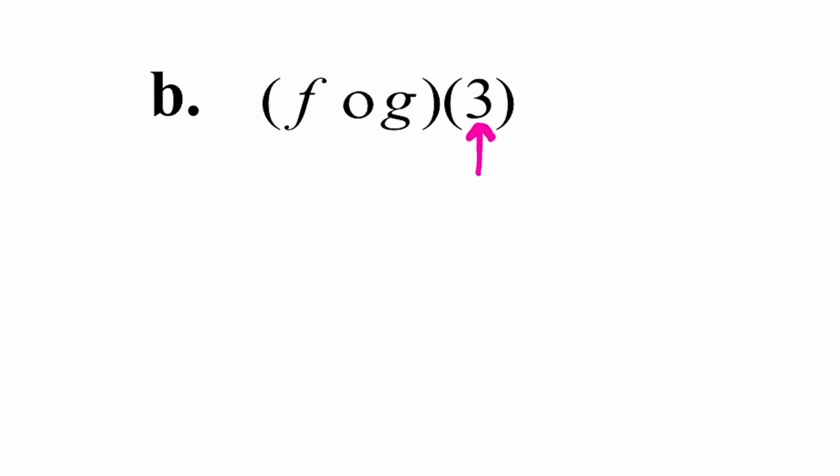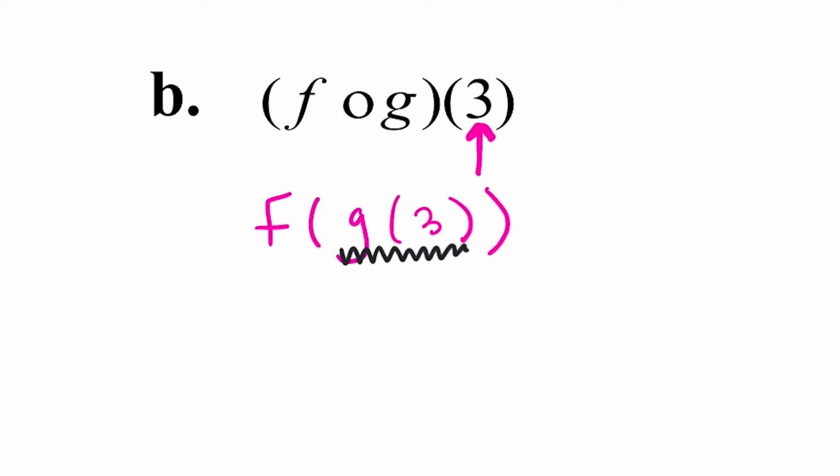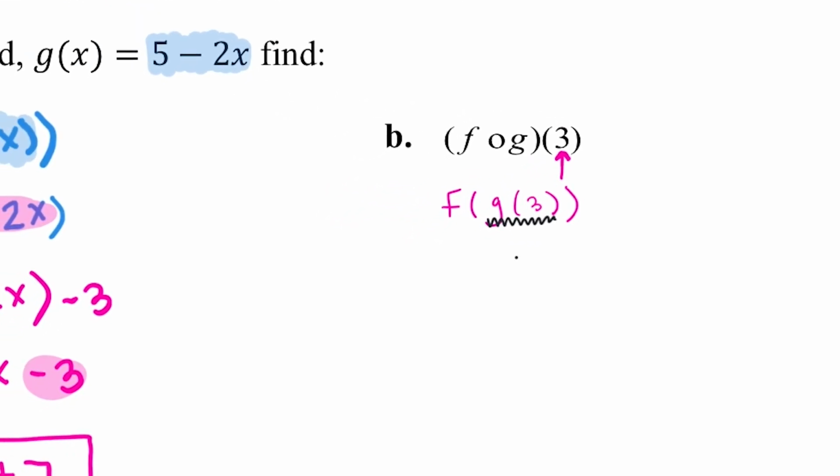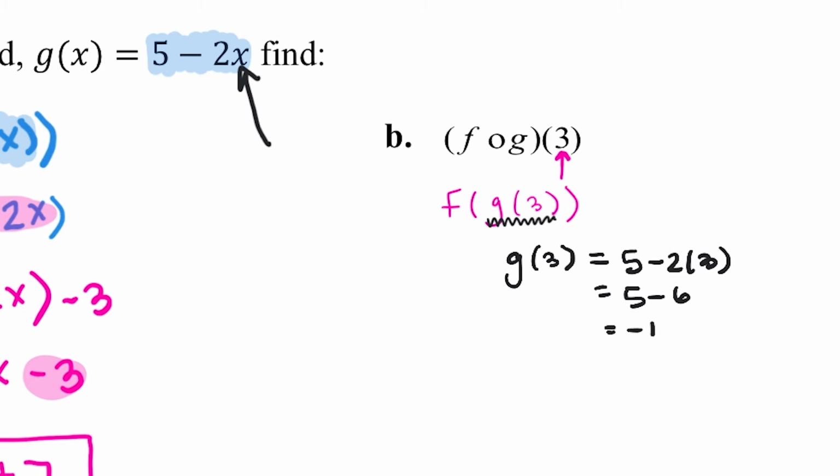So if we want to do f of g of 3, I'll just rewrite it like this. What I want you to do is work from the inside out. So we're going to find g of 3 first. G of 3 means we're just taking 3 and plugging it into g right here. So that's 5 minus 2 times 3, which is 5 minus 6, and that's negative 1. So now we know that g of 3 is negative 1.